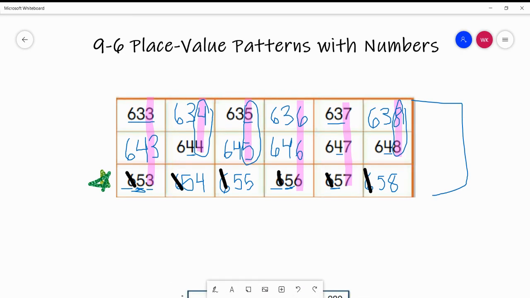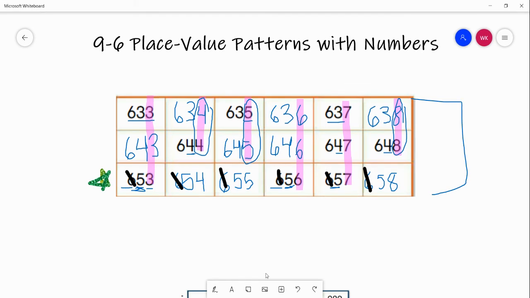All right, well, I hope that helped you guys with finding patterns in place value. There are going to be more patterns that you are going to see, but always look at the ones place because you're going to find what number is coming next.